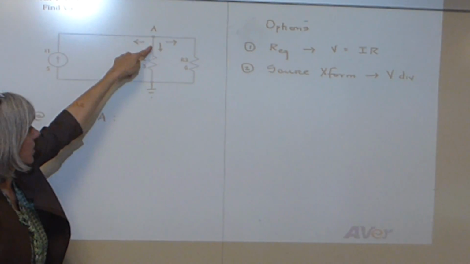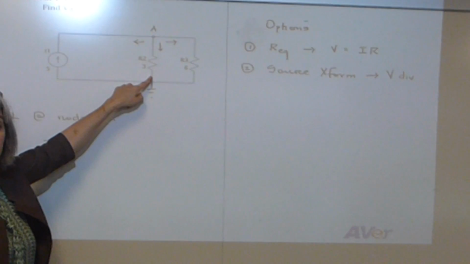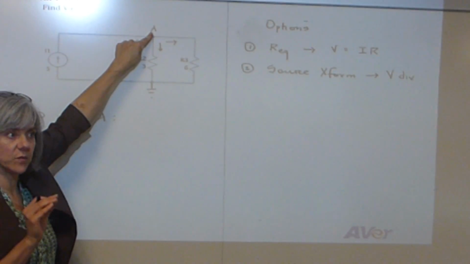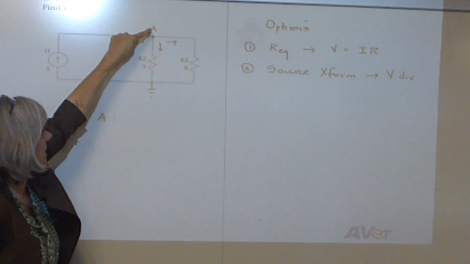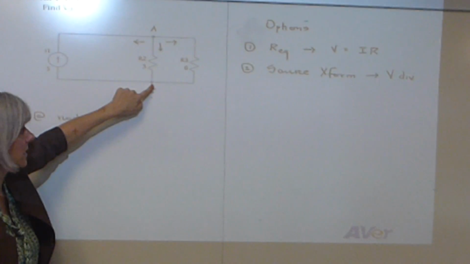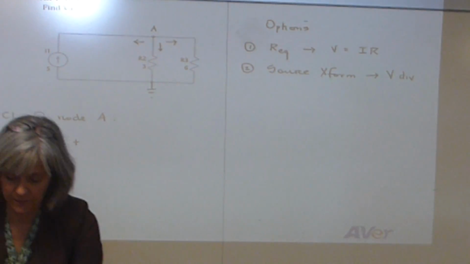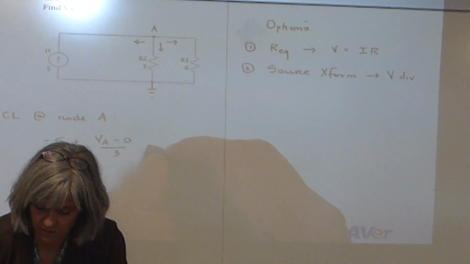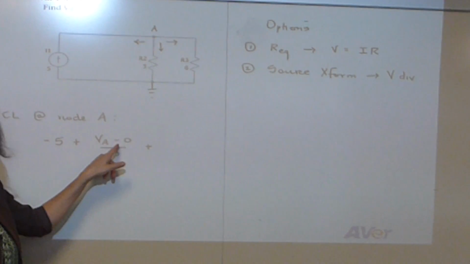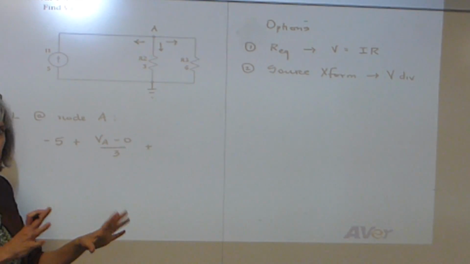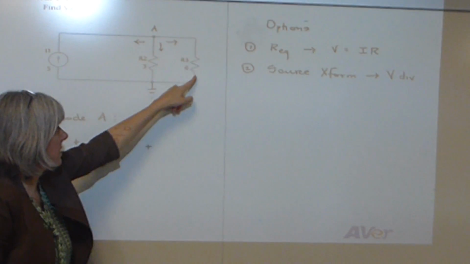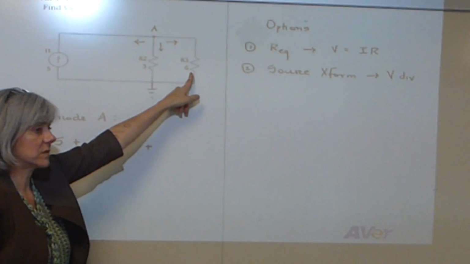Now I need the current through this one. Do I know the current through a resistor? Sure, because V sub A is fine for me to use in my equation. That's my variable. So I'm going to say V sub A minus 0 over 3. You do not need to write the minus 0. I'm just trying to write so that you know what I'm doing. And so what about this one? V sub A minus 0 divided by 6.